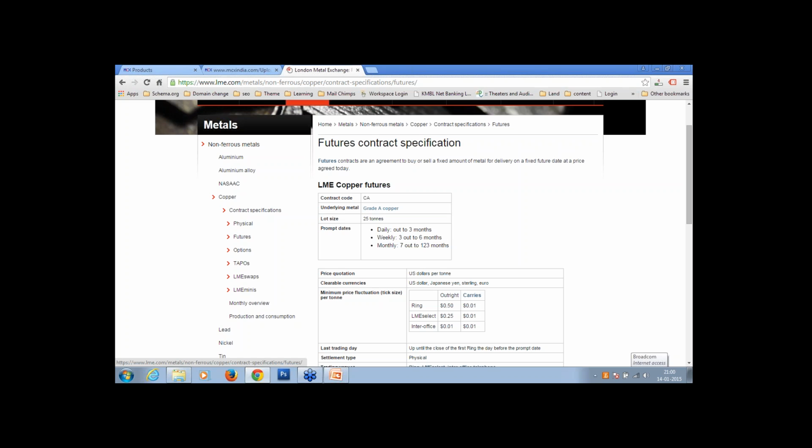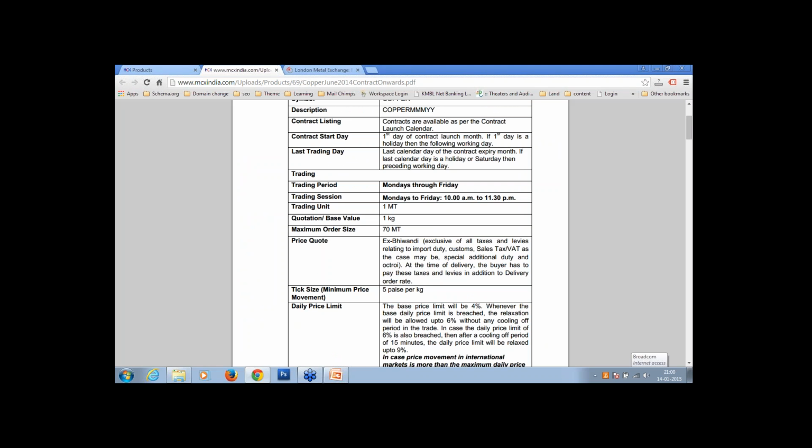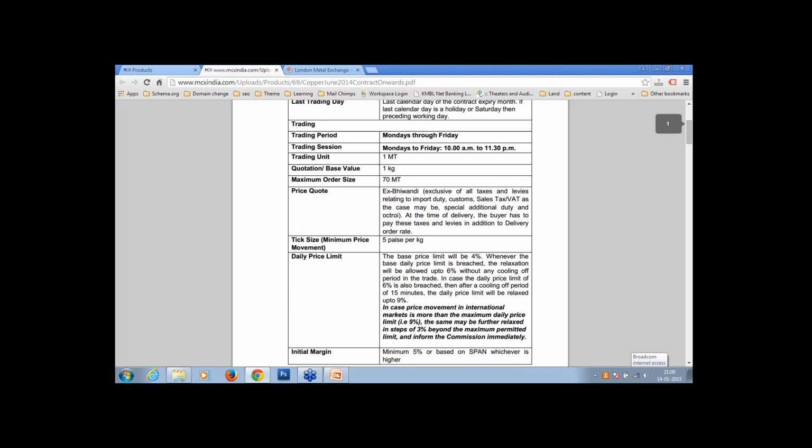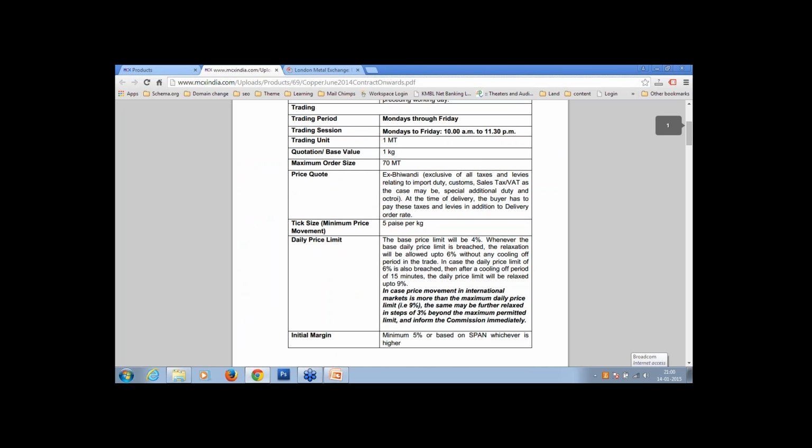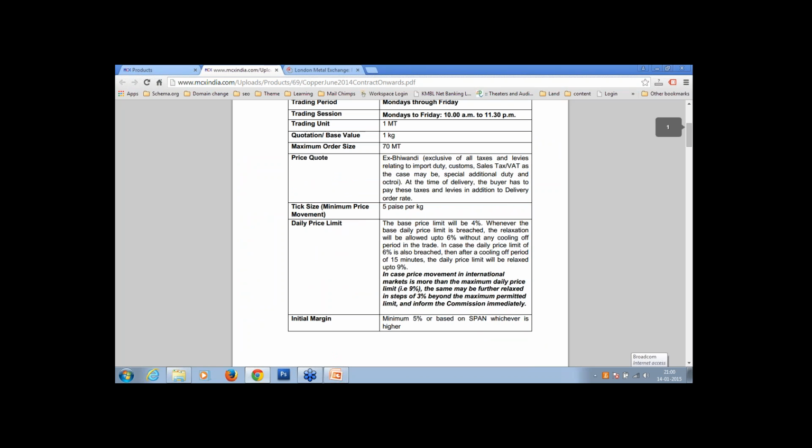And here the quotation is price quotation US dollar per ton. So here the quotation is based on ton, and here the quotation is on per kg. The maximum order size is 70 metric tons. Okay, and price is quoted XB1D. Okay, basically this is the warehousing for copper of MCX exchange. and the minimum tick size is 5 paise per kg.